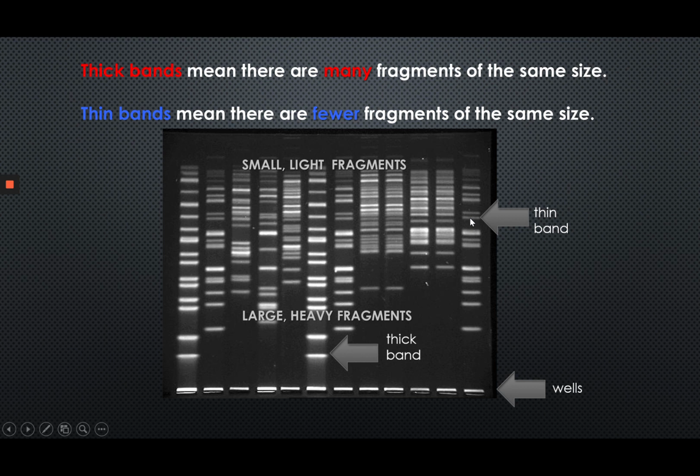The thin bands, you can see them both at the top. You can see some of the thinner bands, and they also occur at the bottom too. That just means that there are fewer fragments of that size. So we don't have a lot of light fragments of this particular size because the bands are thin. So the two things that you have to pay attention to: size of the fragments, heavy fragments at the bottom, light fragments at the top. The thickness of the band determines how many of those fragments are present in your sample.